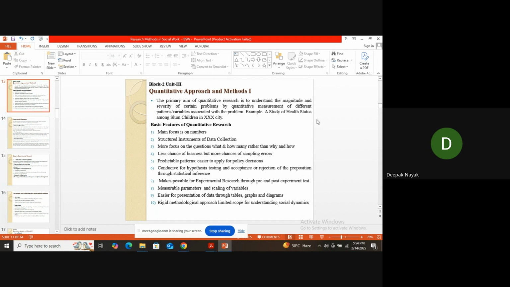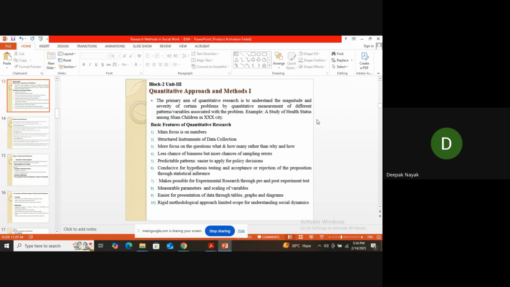This is because you have a pre-designed structure and pre-assigned values, responded by the respondents on the field. So you don't have much to change or manipulate things on your own. You have to go with the structure and principles. That's why there is less chance of biasness in quantitative research.